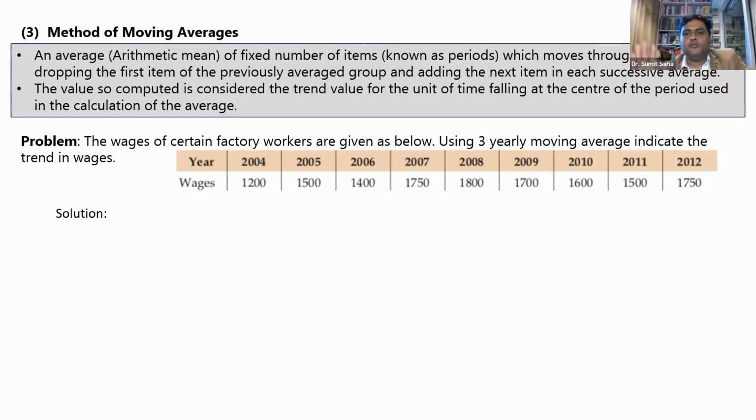It is not possible. That is the reason the concept of the moving average method came. And therein there is a process of 3-year moving average, 5-year moving average, 7-year moving average, and so on and so forth. Focus on the 3-year moving average now. Think that this data is given: 2004, 2005, 2006, 2007, 8, 9, 10, 11, 12. How many are these? 1, 2, 3, 4, 5, 6, 7, 8, 9.